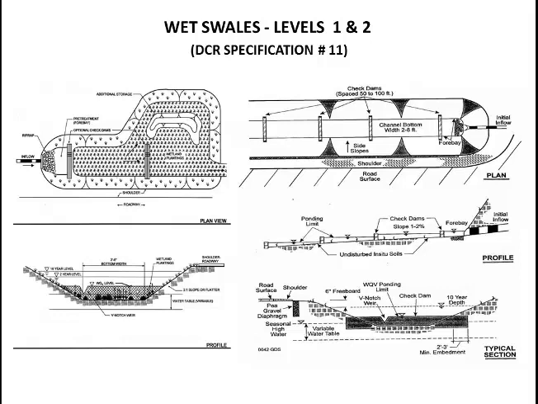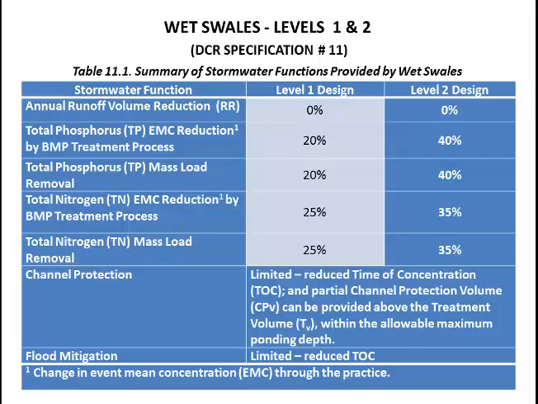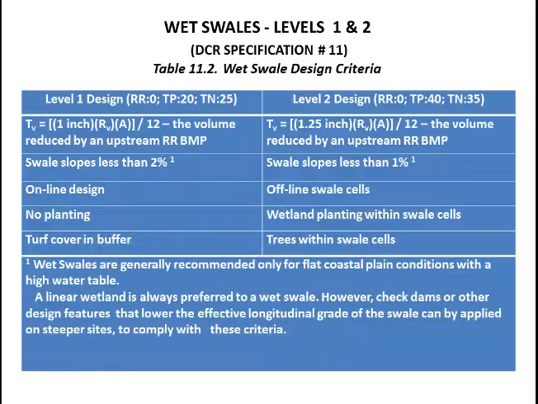Online or offline cells are formed within the channel, to create saturated soil or shallow standing water conditions, typically less than 6 inches deep. Table 11.1 gives the pollutant load reductions for different levels of design of wet swales. Wet swales do not provide runoff volume reduction, but they do provide moderate pollutant removal. Table 11.2 gives the wet swale design criteria.